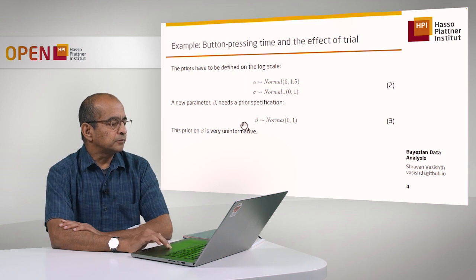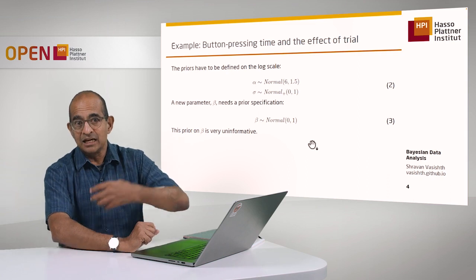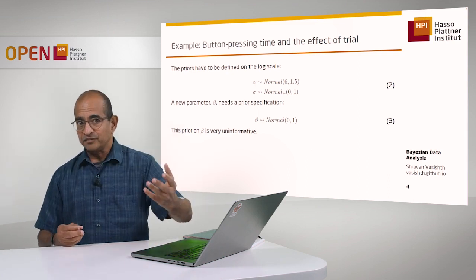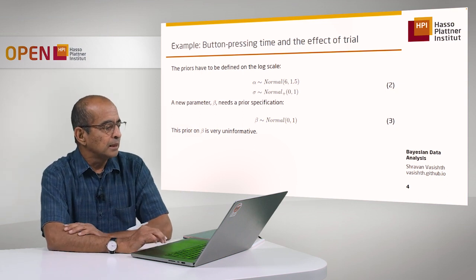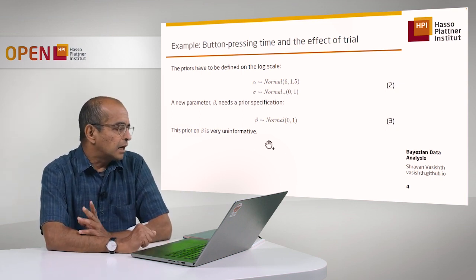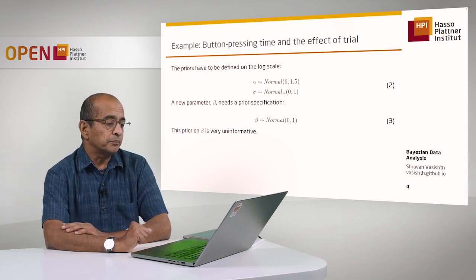And the third prior, this is the most interesting one, right? Usually this is the parameter that allows us to do our scientific inference for the research question we are trying to answer, the beta parameter, right? So for that parameter, we can start by defining a very uninformative prior, a standard normal 0, 1 prior.